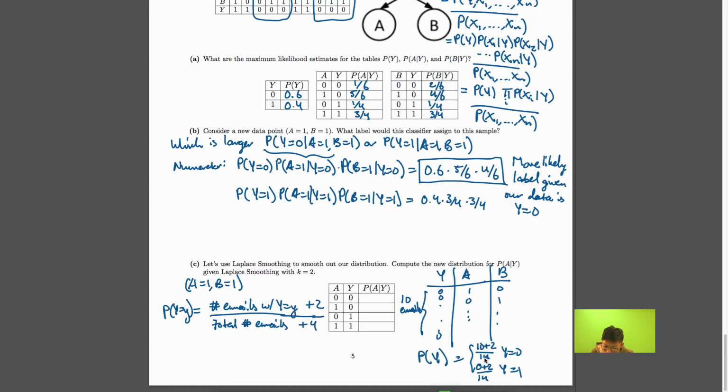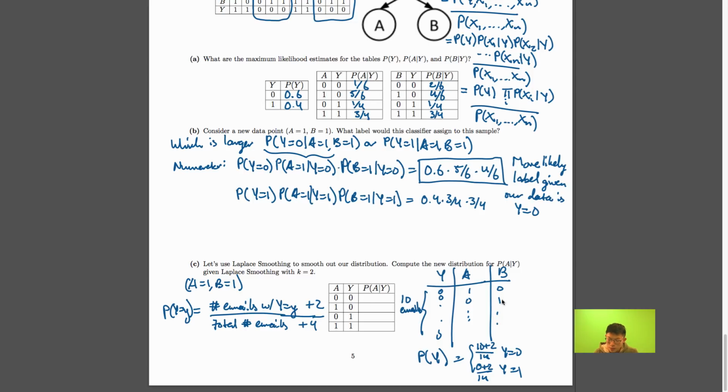So you see how we gave the category of y equals 1 an extra count of 2 just to begin with. Now this probability is going to be non-zero, and this one is going to be close to 1, but not exactly 1. This is nice because, since this will not be exactly 0, it is still possible for us to classify a new email as y equals 1, even though we didn't see any y equals 1 emails in our original data set.